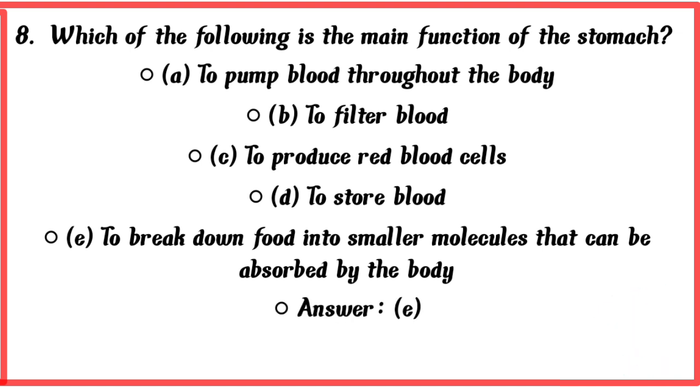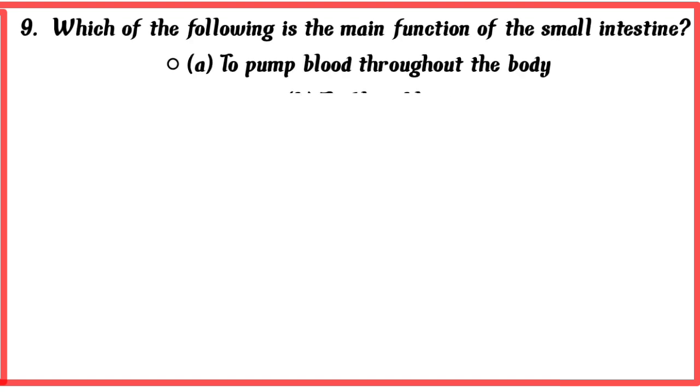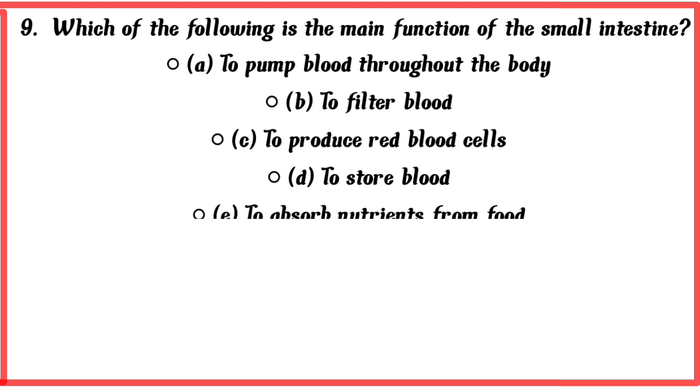Answer E. 9. Which of the following is the main function of the small intestine? A. To pump blood throughout the body, B. To filter blood, C. To produce red blood cells, D. To store blood, E. To absorb nutrients from food.